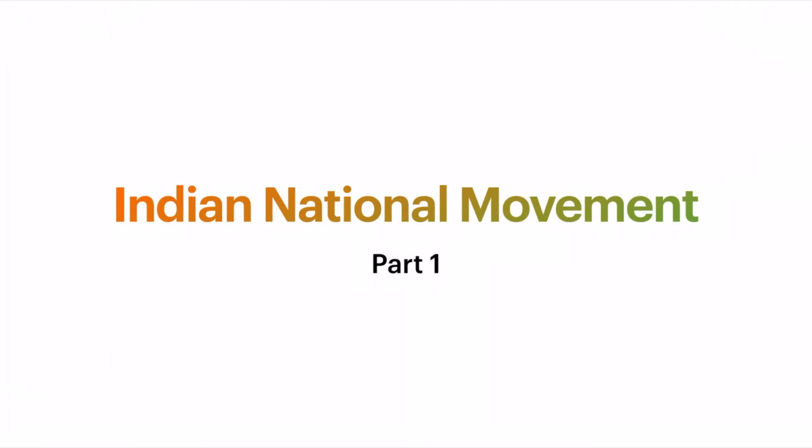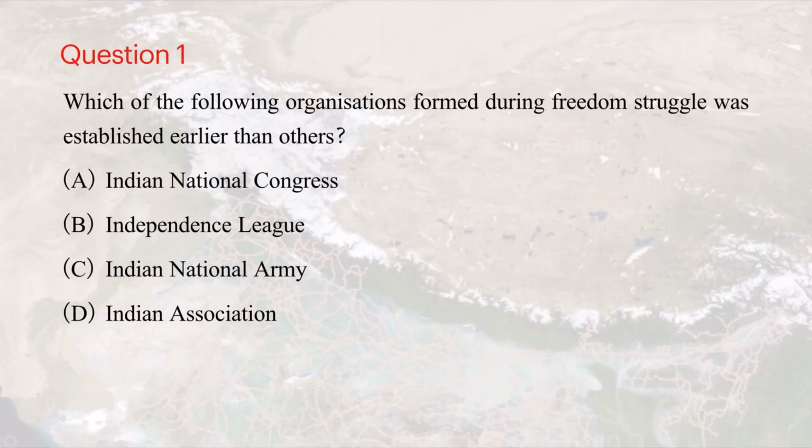So we will discuss five questions in each video from the Indian national movement part, so that you will be able to revise the important topics which can be asked in the examination. So let us start part one of this video, and this is the first question, which says: which of the following organizations formed during the freedom struggle was established earlier than others. So here we have been given four organizations which were formed during the freedom struggle. We have to tell which of these was established earlier than others.